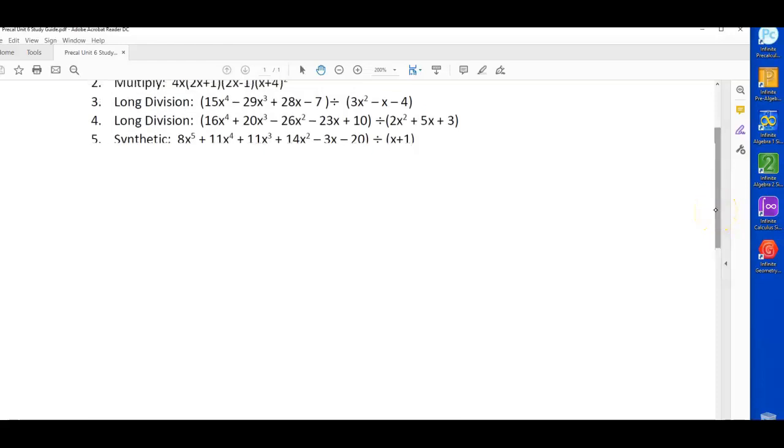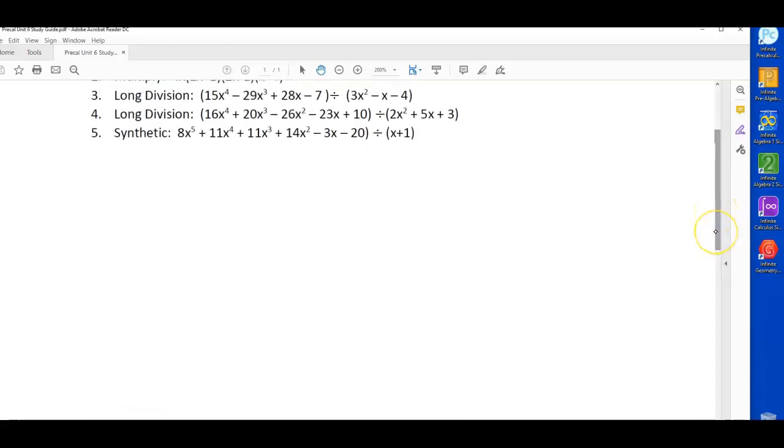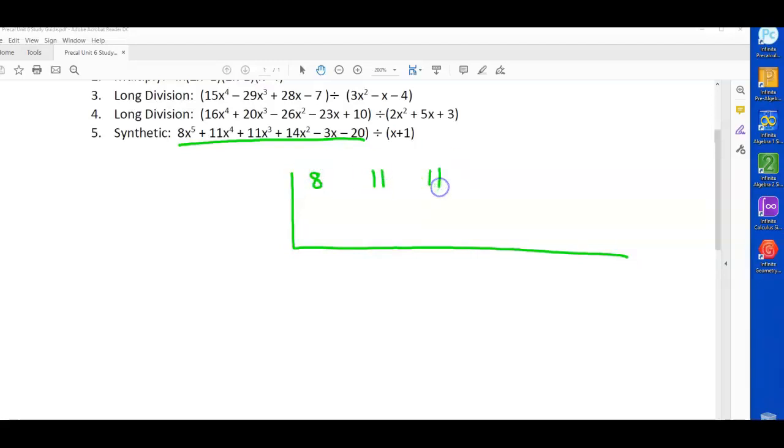Number 5 is a synthetic division problem. It's a faster way to do division. It's like long division though, in that you got to make sure that all your terms are there. So notice that we have 5, 4, 3, 2, 1. So I'm not missing any powers there, so I don't have to put any zeros in this time. But what we do put in here is our coefficients of 8, 11, 11, 14, negative 3, and negative 20. And then we're going to put this number out in the front here, but with an opposite sign.